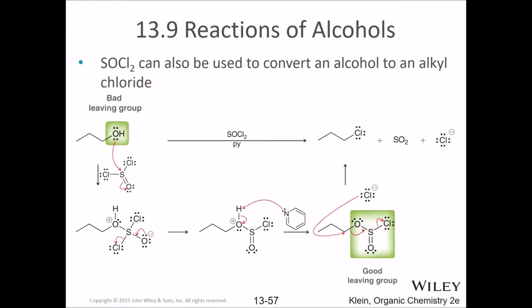All right, so now look at this. Thionyl chloride can also be used to convert an alcohol to an alkyl chloride. Again, we've got a bad leaving group. Hydroxide's a bad leaving group. And here's what we got. I think this mechanism is in your book. It is telling you need to know this one. Go look at section 13.9. See if you're supposed to memorize this.